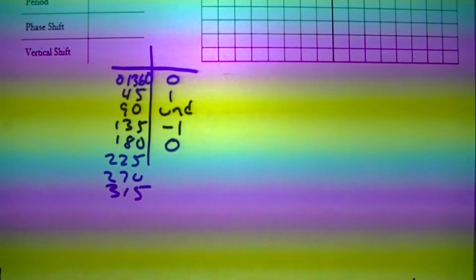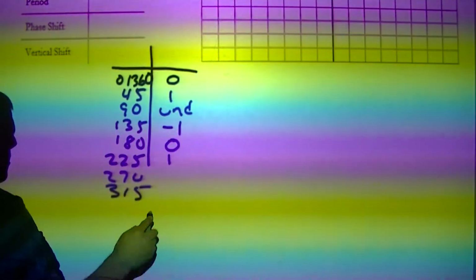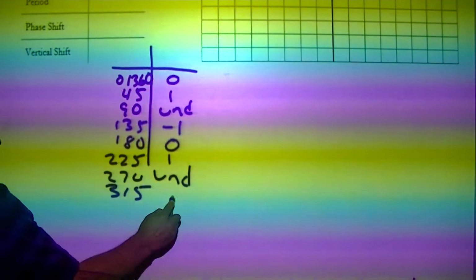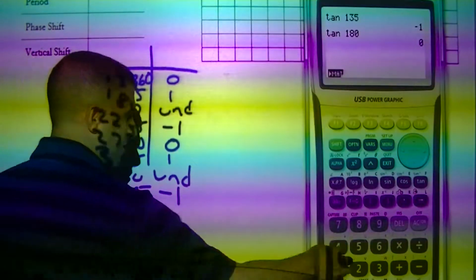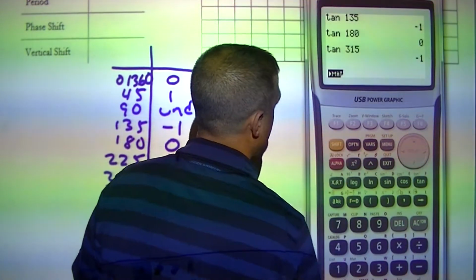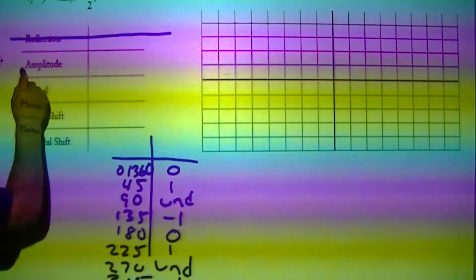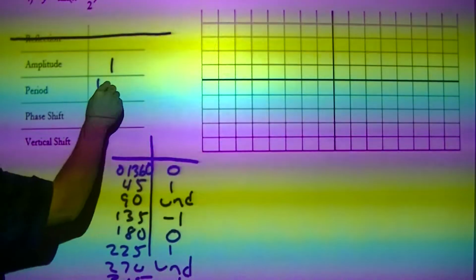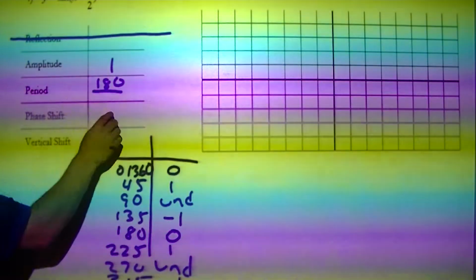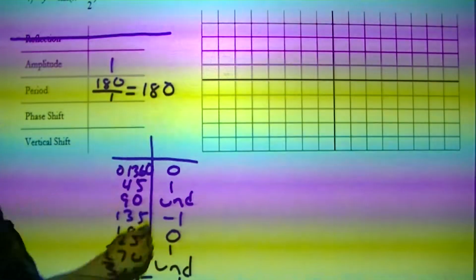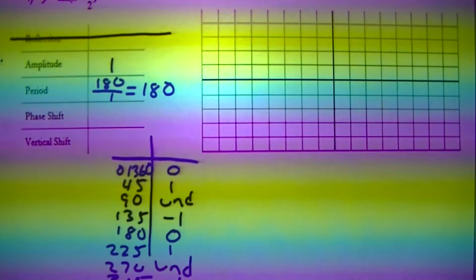And now the whole thing is going to repeat. So that's going to be 1, undefined, and then negative 1. If you need to check that, if you want to see if I was right there, tangent of 315, negative 1. Okay? Now, what's going to happen here? Amplitude is going to be 1, period. I do 180 divided by the number in front of x, which happens to be 1 for us.